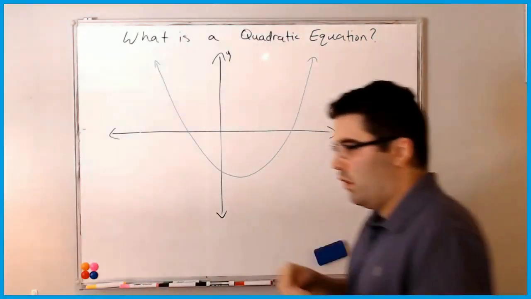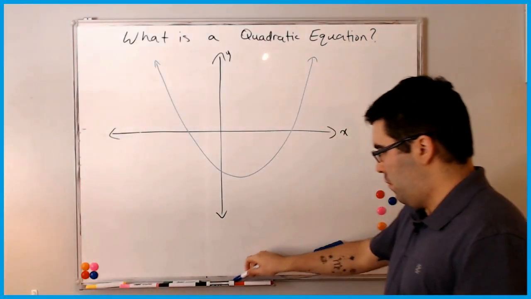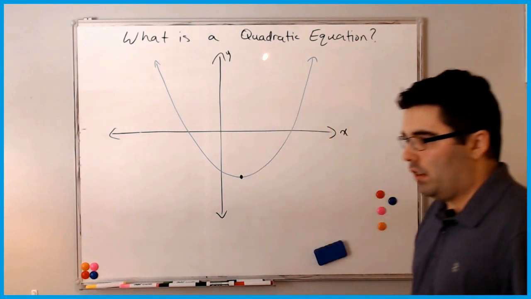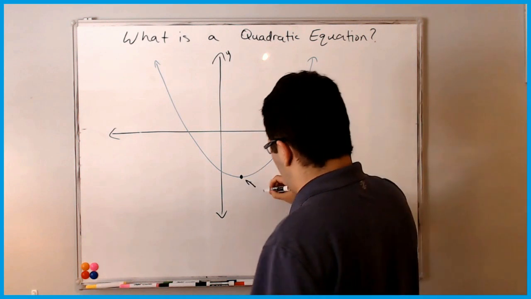Okay, so like we were just talking about, there's a vertex on here. It's going to be your lowest point, which is somewhere right about there. So again, vertex.